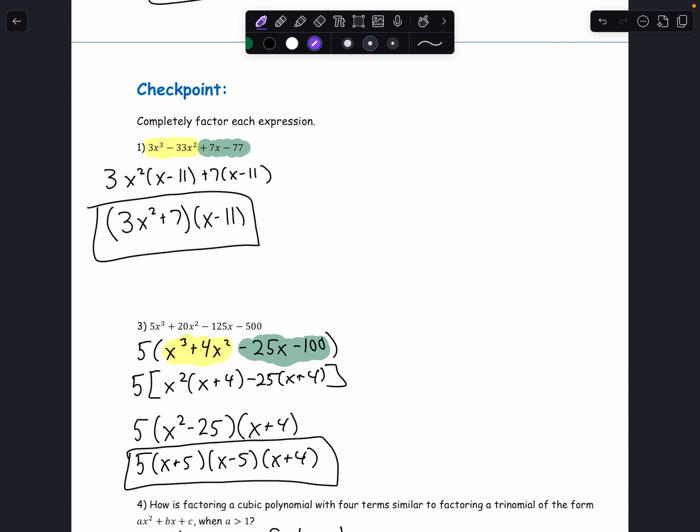So here's what I got for the first 2. That second one, make sure you completely factor it. So we have x squared minus 25. That's the difference of two perfect squares. We can continue factoring there.